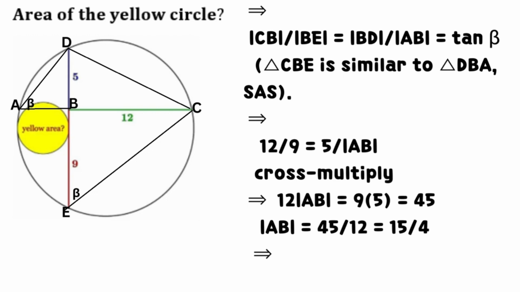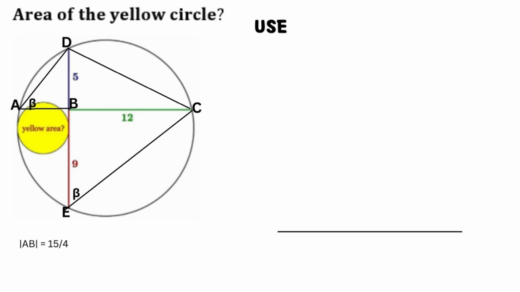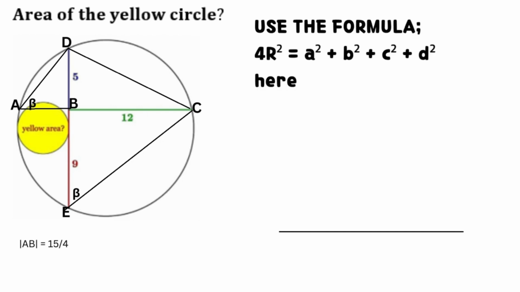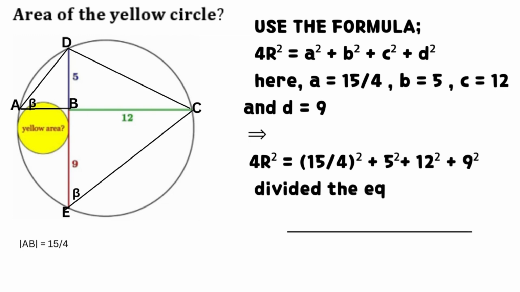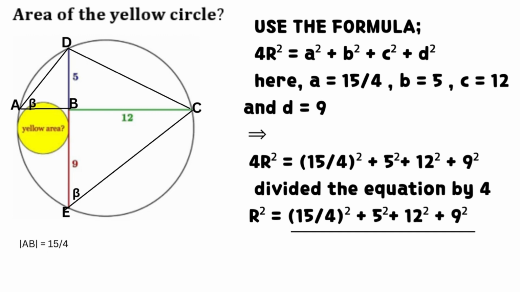Divide the equation by 12 and we have that line AB equals 45 divided by 12, which equals 15 divided by 4 after simplification of values. Use the formula 4 times the square of R equals the sum of the square of A, the square of B, the square of C, and the square of D. Here, A equals 15 divided by 4, B equals 5, C equals 12, and D equals 9.